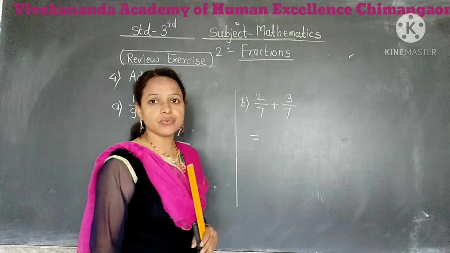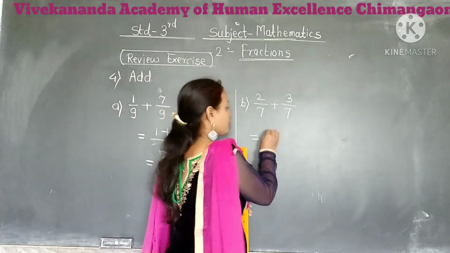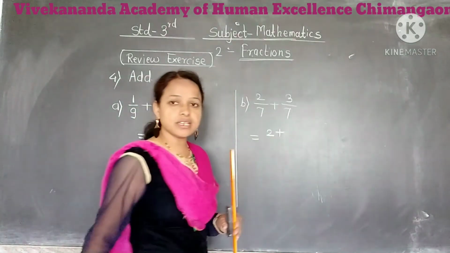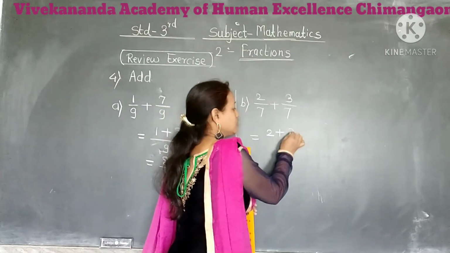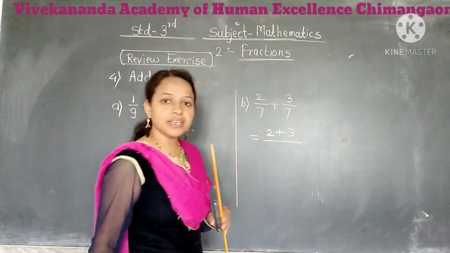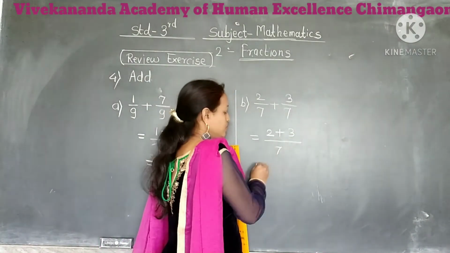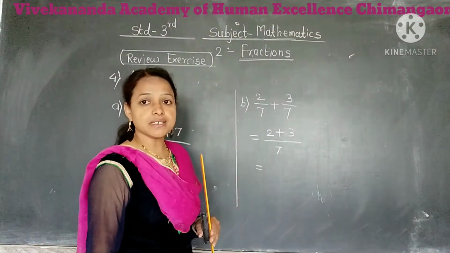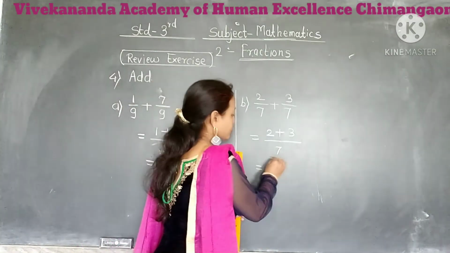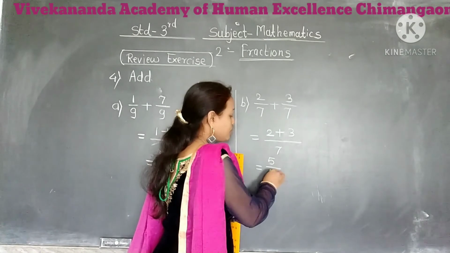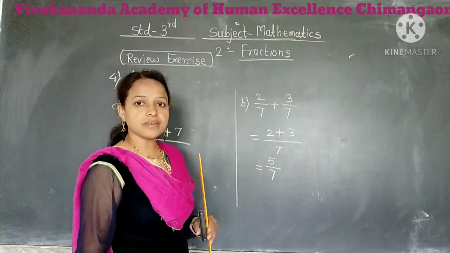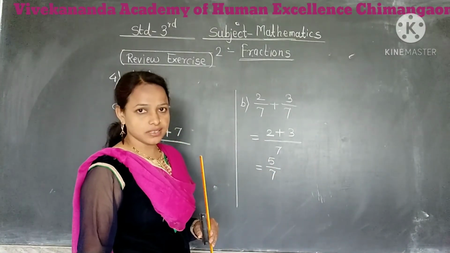Here 2 upon 7, its numerator is 2. And 3 upon 7, its numerator is 3. And common denominator is 7. Now we will add 2 plus 3, 5. 5 and common denominator 7. So we get here sum 5 upon 7.